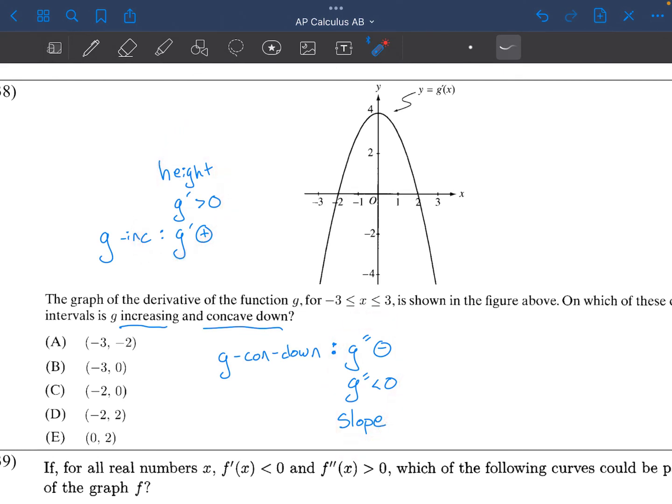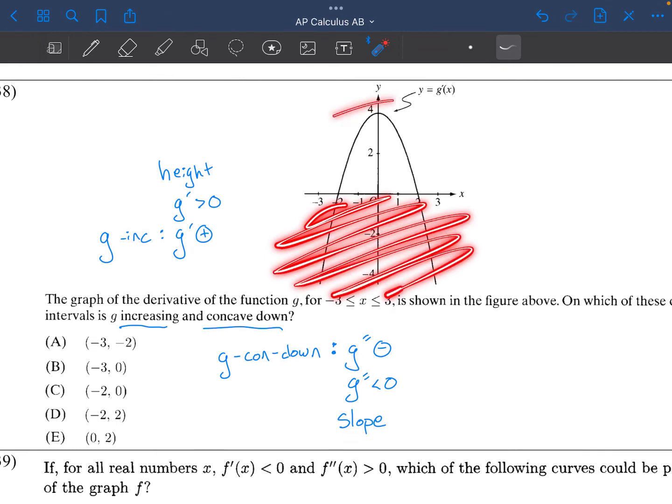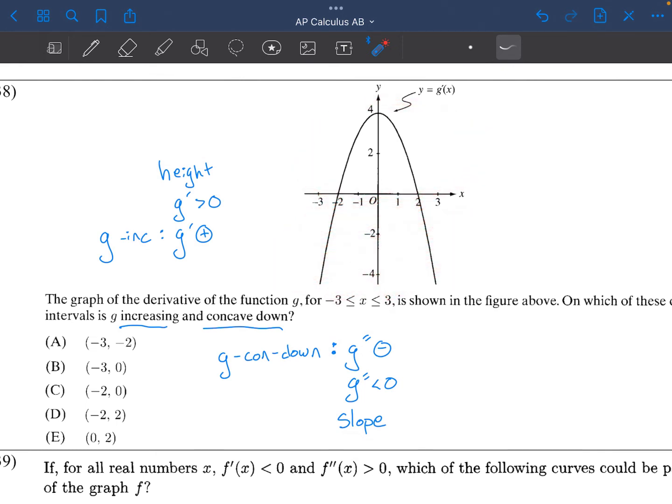Well, positive height means we're not anywhere down here. We have to be somewhere up here for positive height. So we're limited to up here, and then we have to have a slope that is negative. This is a positive slope up here, positive, positive, and then all of a sudden I have negative slope, negative slope, negative slope. So it's only talking about this piece of the graph up here between 0 and 2. So between 0 and 2, the correct answer is going to be E.